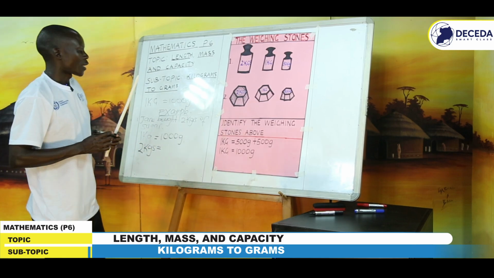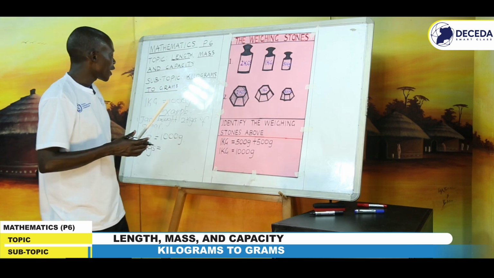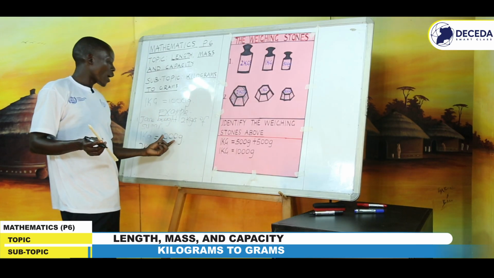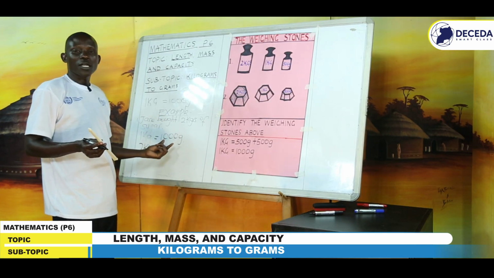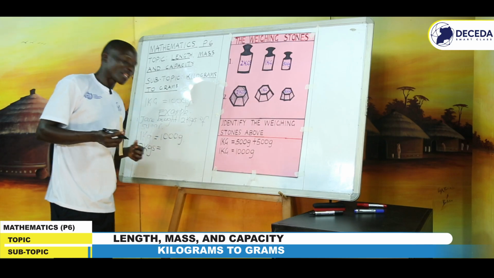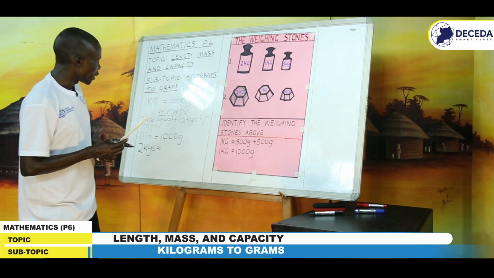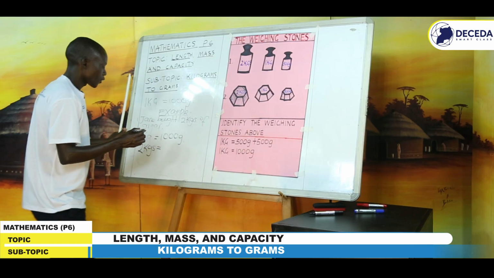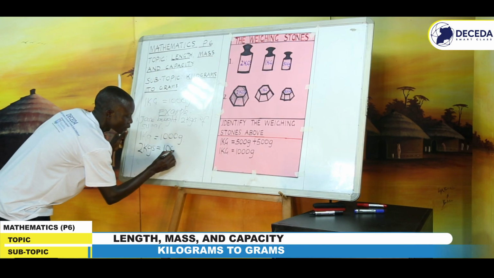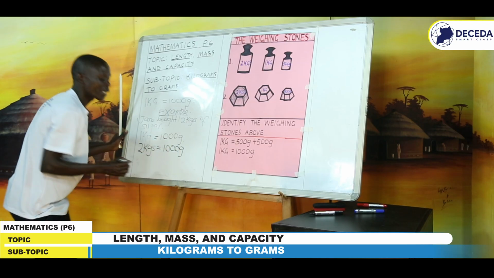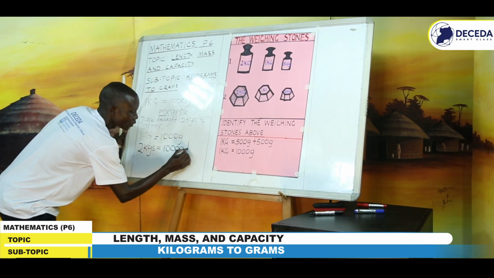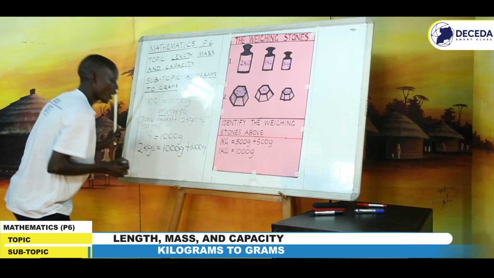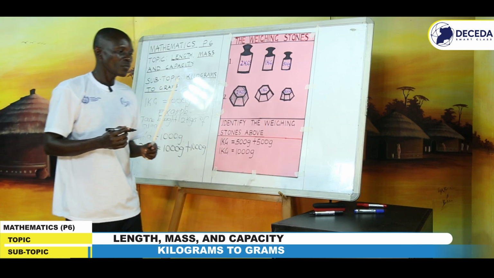Now, since Jane bought 2 kilograms, we shall therefore say, how many grams shall we get from 2 kilograms? Now, we can either do the following. We add 1,000 grams and another 1,000 grams to get the number of grams that Jane will buy in grams. So we have 1,000 grams for 1 kilo. And then you add another 1,000 grams for another 1 kilo.